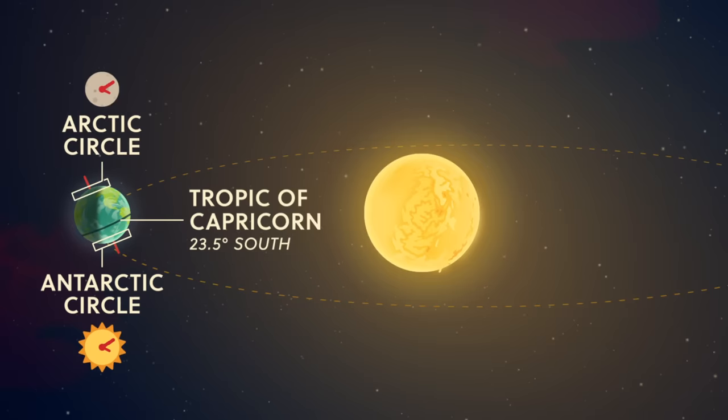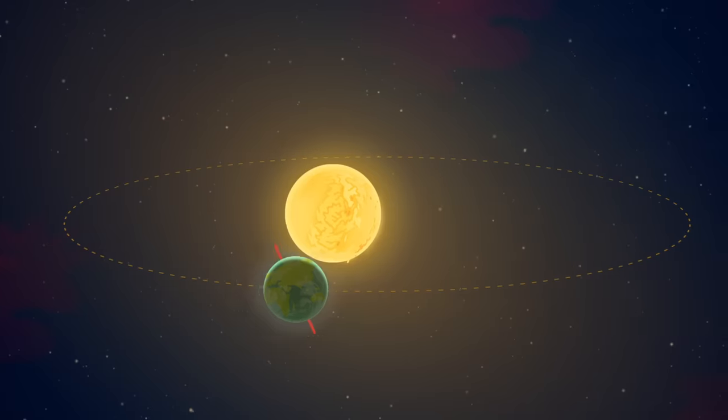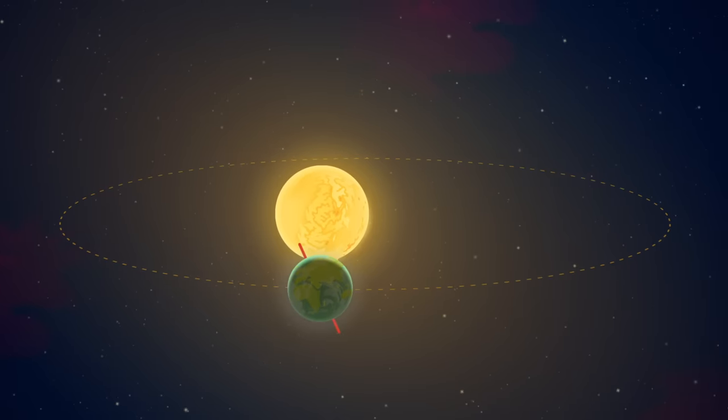But the tilt of the Earth means that on the December solstice, the North Pole is tilted away from the sun. Everything north of 66.5 degrees north latitude in the Arctic Circle experiences a full 24 hours of darkness. With weak insolation, the northern hemisphere is in winter. As the Earth continues along its orbit, the sun's angle and the day length gradually increase in the northern hemisphere.